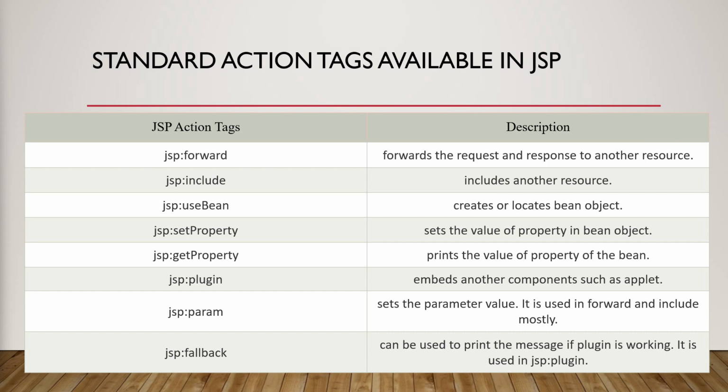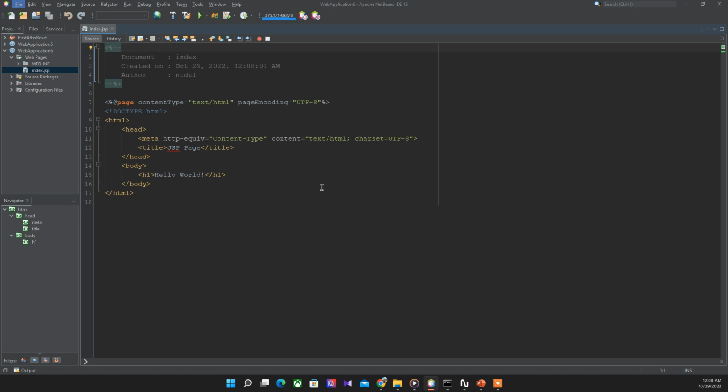So now we can see some of the tags in coding. I'm going to show you the action tags in NetBeans, with coding examples, to show those action tags in real life. So let's move on to that part. I have already created a project in the NetBeans IDE, and I'm going to show you some of the action tags in real-life code.